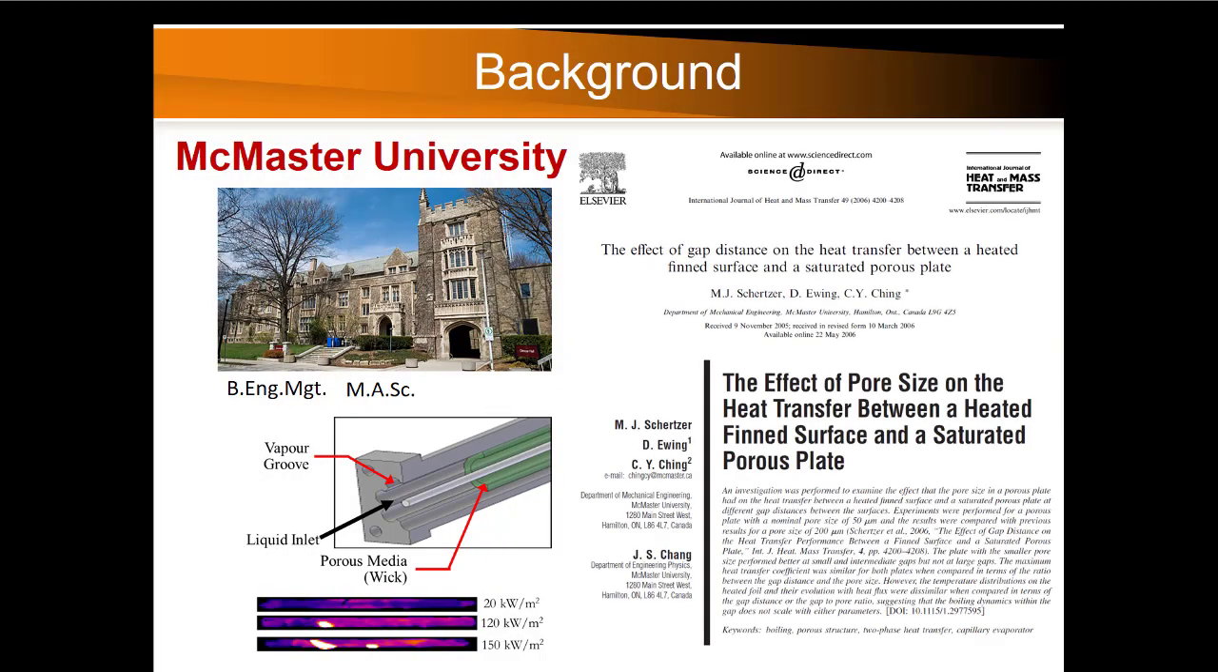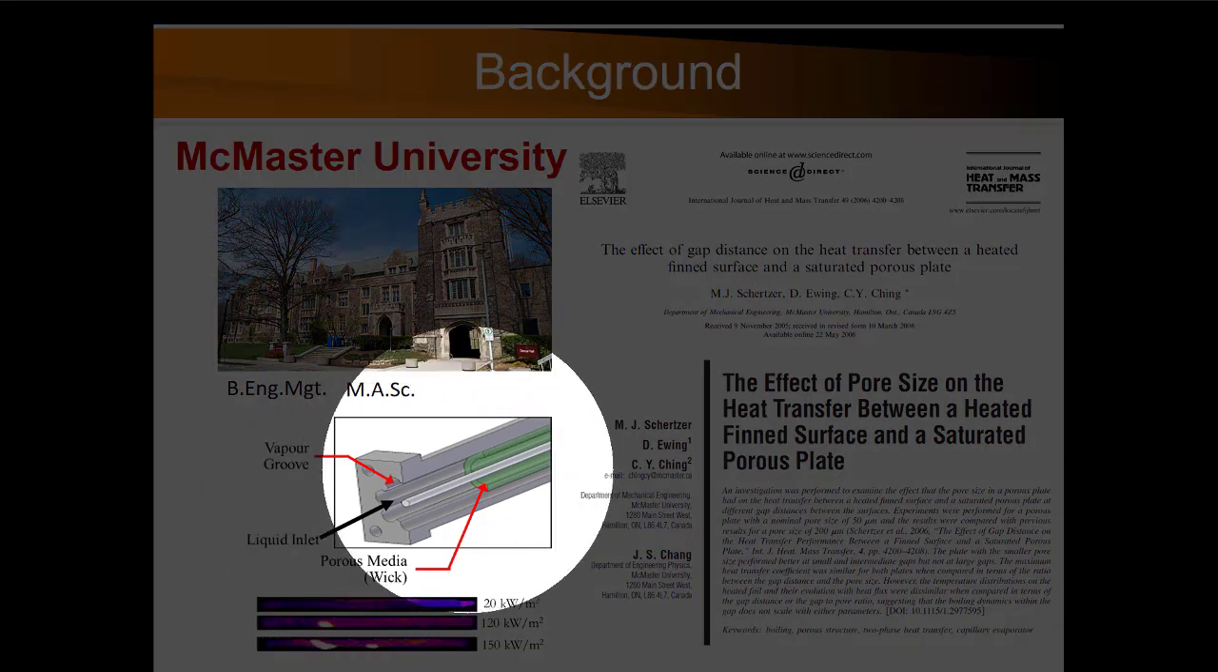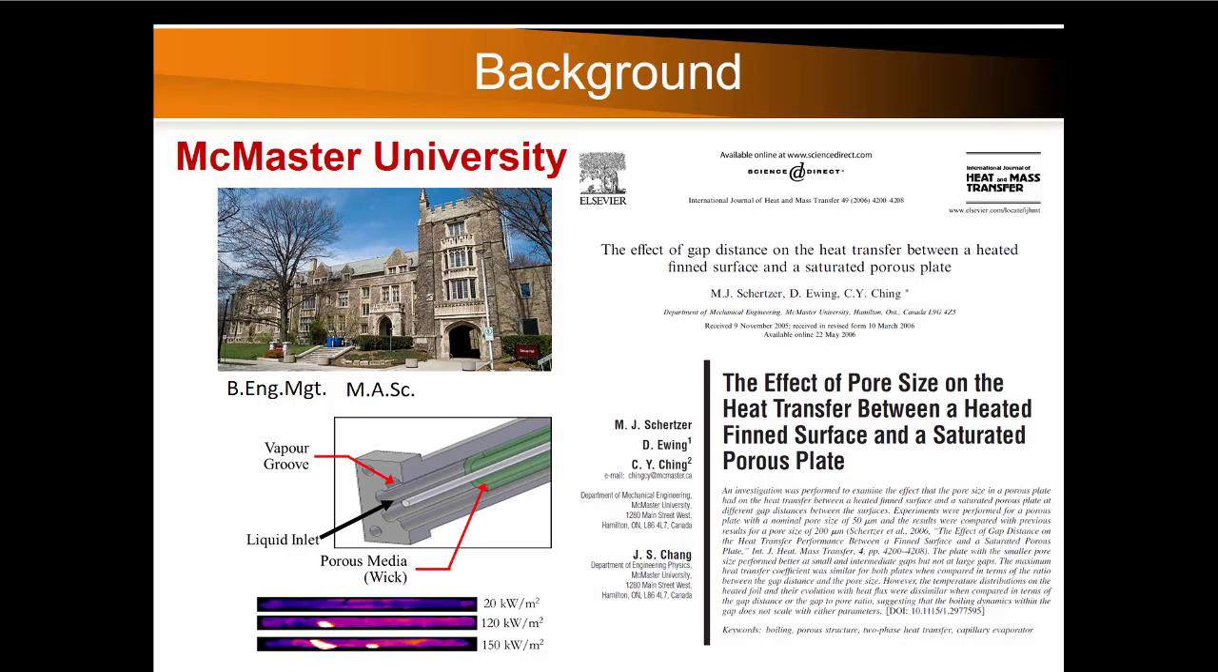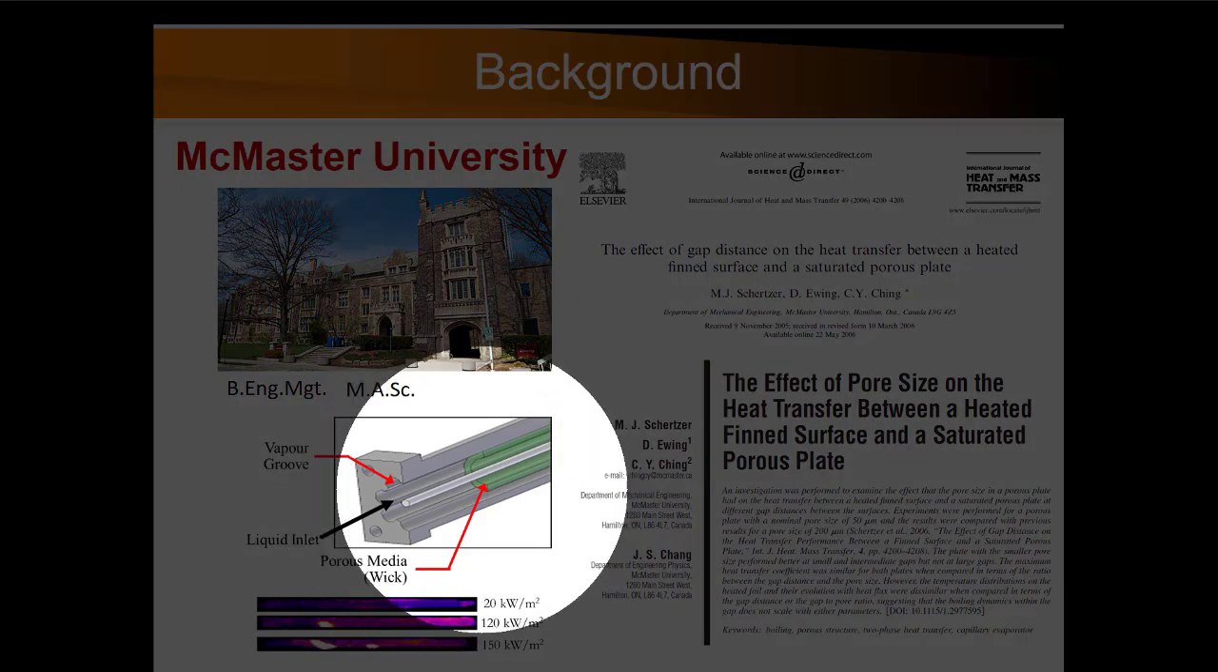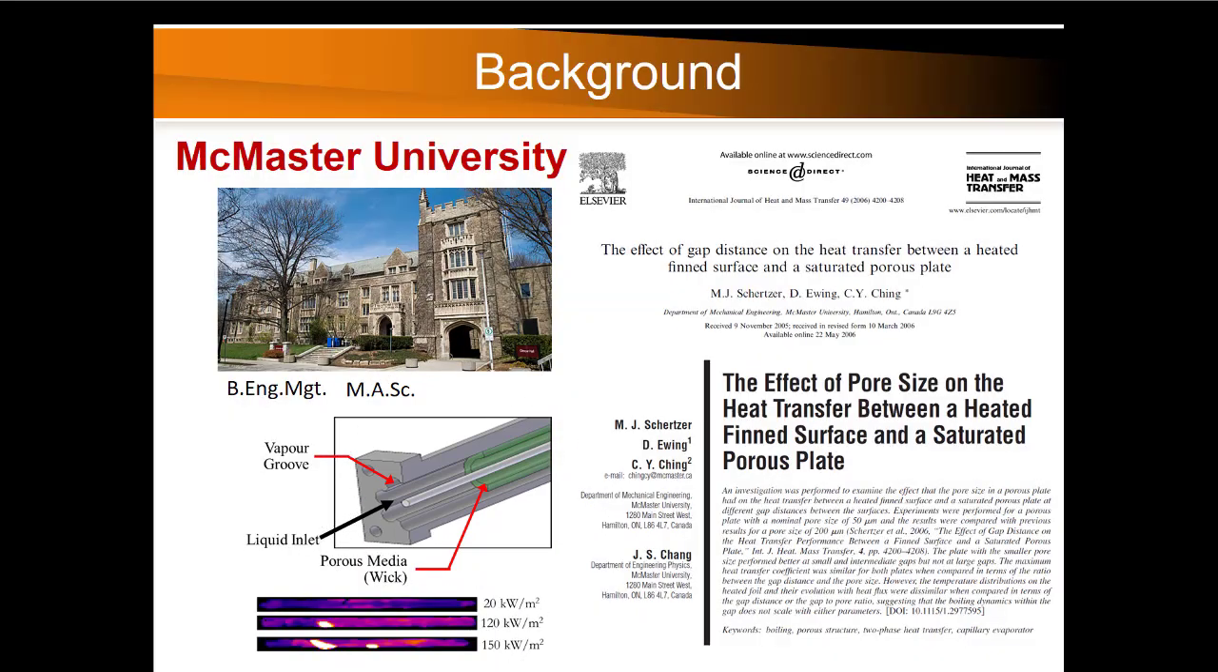Here I had two papers. The first one looked at what happens when we add a gap between the wick and the fin. Obviously Satish knows more about this than I do, but basically when you add a gap, it's easier for the vapor to escape, so you can push more heat into the evaporator. Then we also looked a little bit at pore size inside the wick.